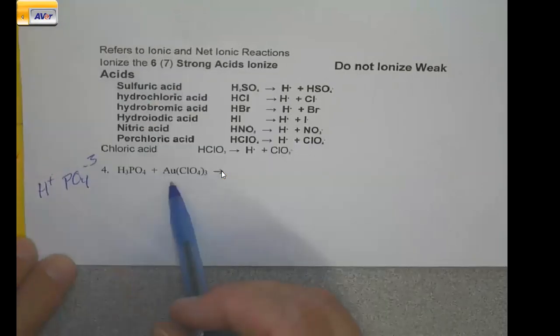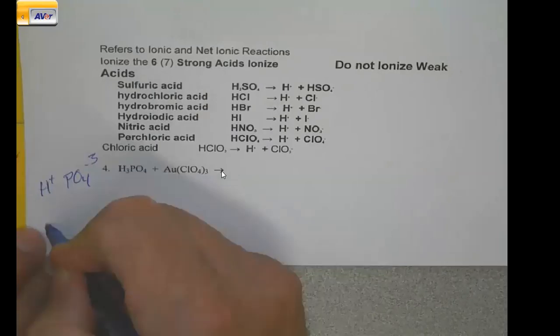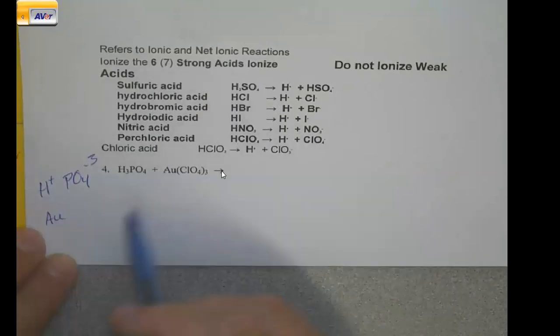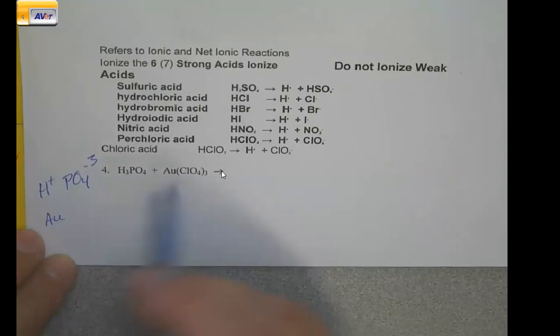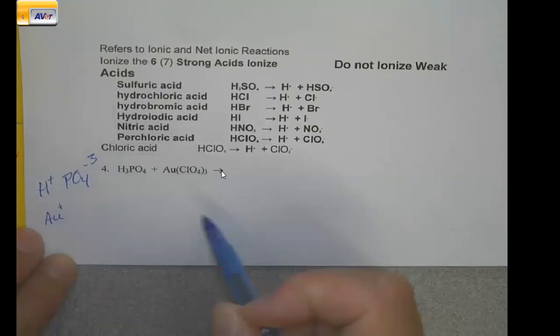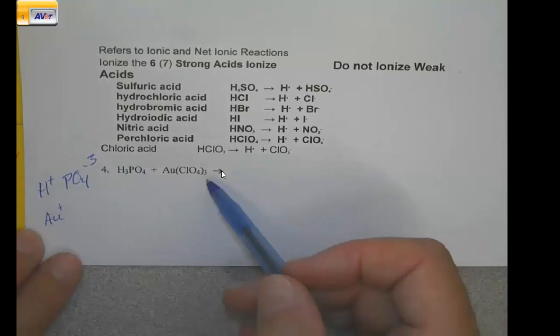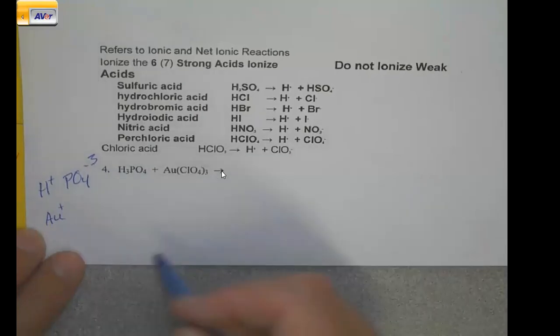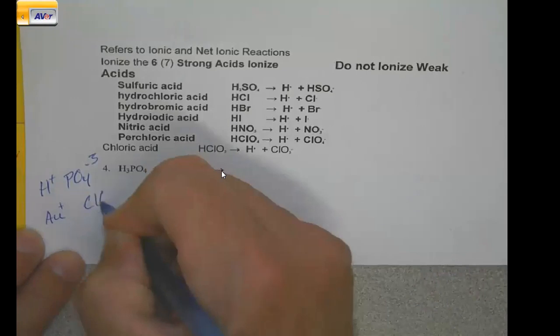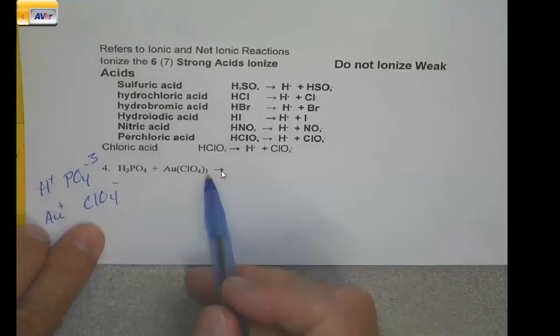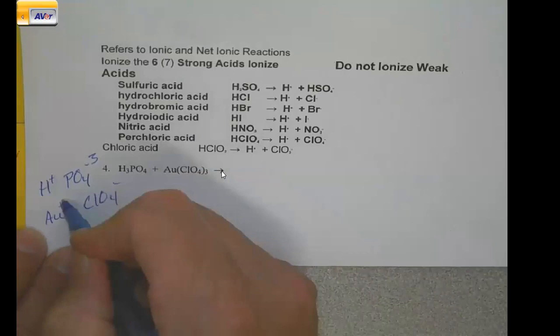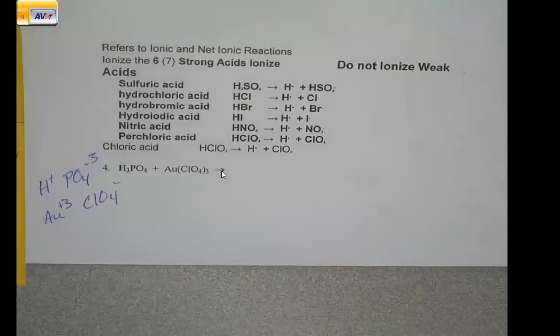And then Au. And what's the charge on the Au? Is it positive? It's positive what? Isn't it just positive? It's positive 3. The ClO4 is a negative. It takes 3 of those negatives to balance it. Okay, let's have the product compounds.